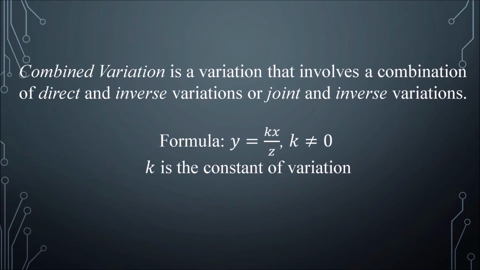Now let's have combined variation. Combined variation is a variation that involves a combination of a direct and an inverse, or joint and inverse variations. So let's have the formula for this. y is equal to kx over z, wherein again k must not be equal to 0, and k is the constant of variation.